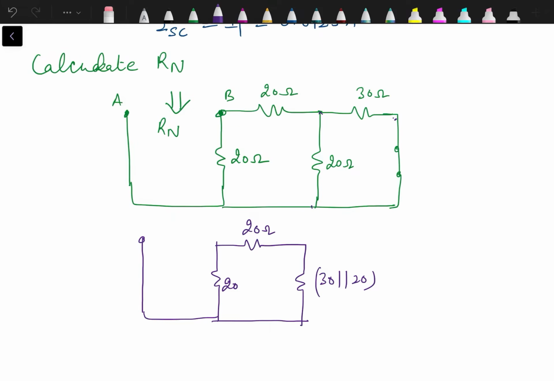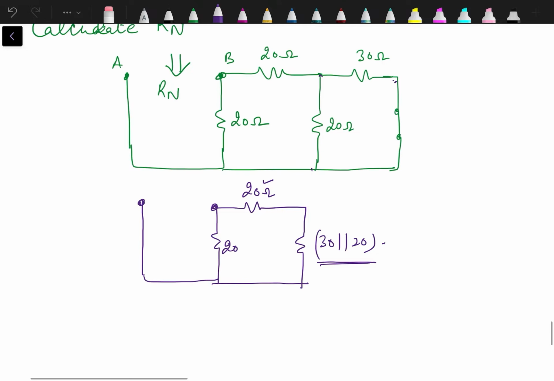Now it becomes clear that this 20 ohm is in series with this 30 and 20 parallel combination, and the whole resultant is in parallel with this 20 ohm. Now how are they in parallel? Because if we connect any source over here, that current will get divided into two parts. One part will flow through this 20 ohm and the second part will flow through the series combination of this 30 and 20 parallel and this 20.